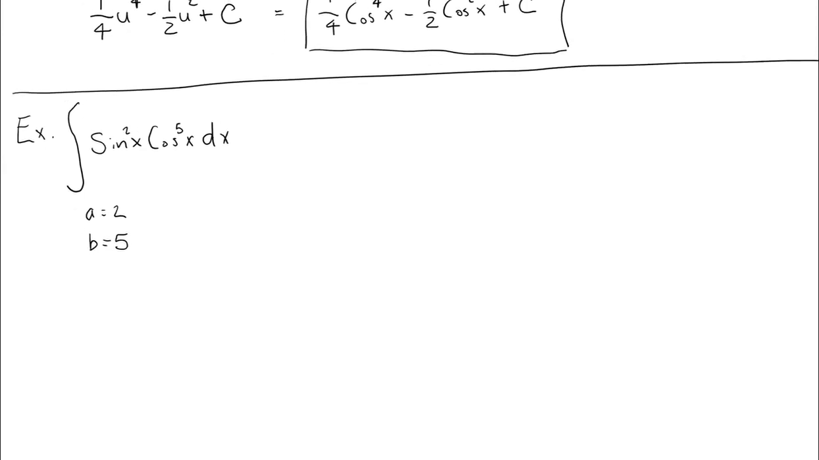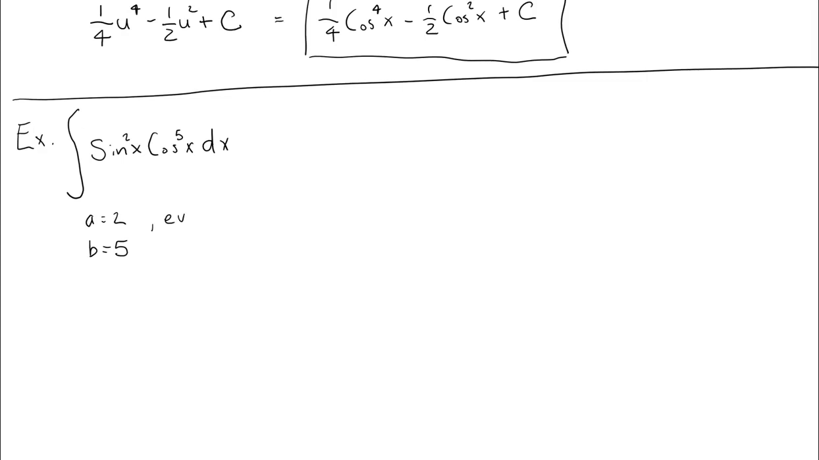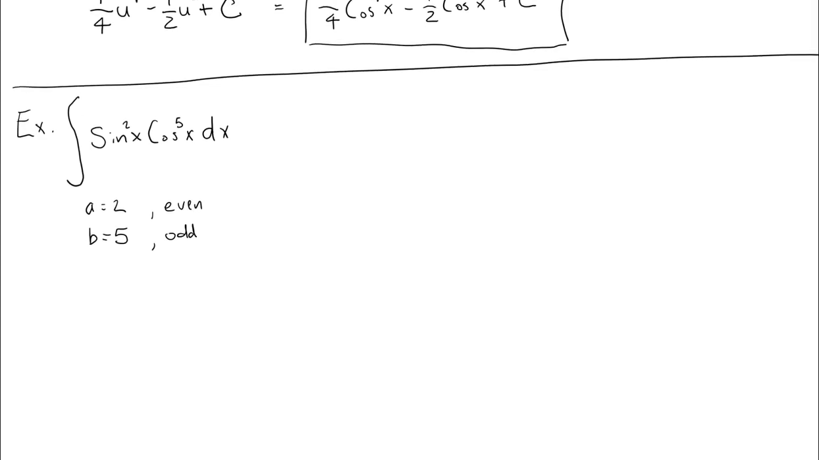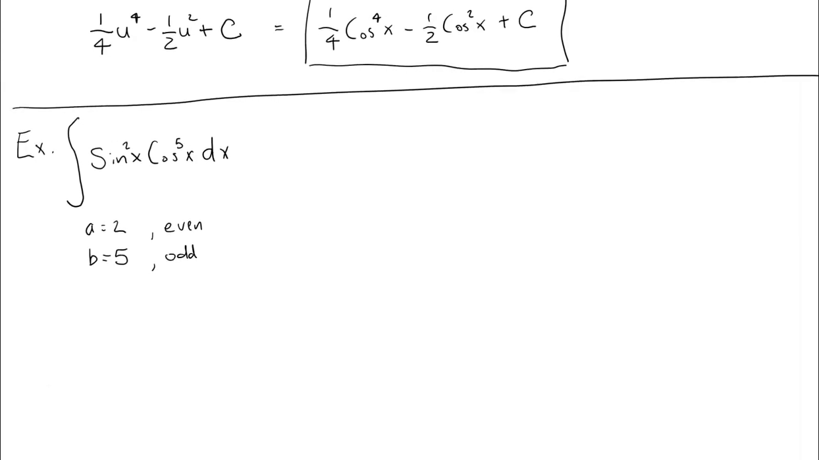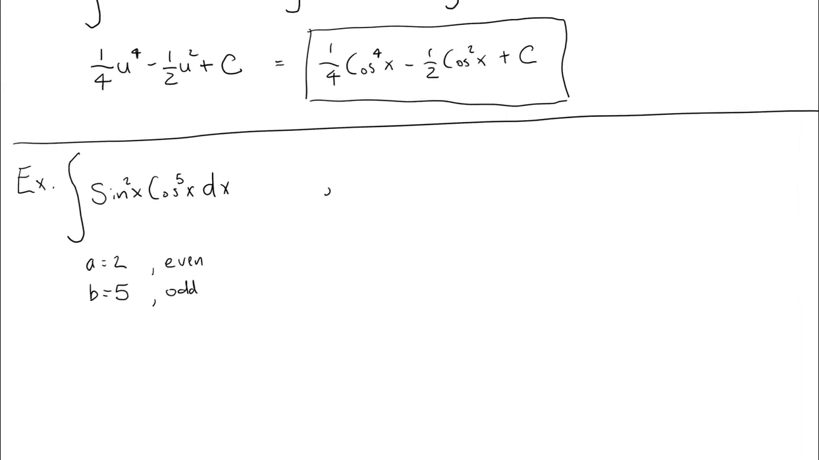Now, since a is even and b is odd, we're going to have to choose b in this case to be the one that we're going to convert with the trigonometric identity. So rewriting that identity here in the form that's going to be useful for us: sine squared of x plus cosine squared of x is equal to 1, so cosine squared of x will equal 1, and then we're going to have to subtract the sine squared of x.